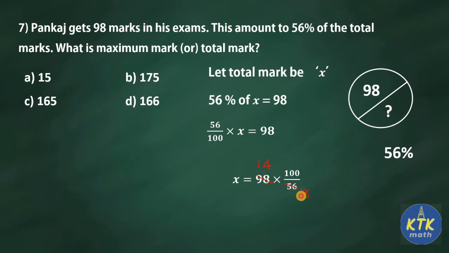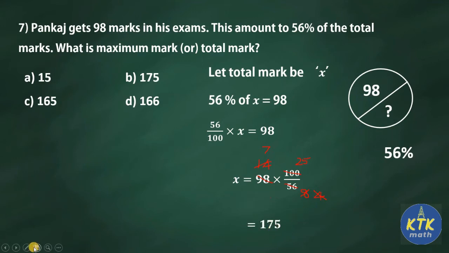I can cancel, you will get a 4 here and 7 here. Now I can cancel again this 4 with 100, which is 25 times. Now multiply the remaining 7 into 25. What is your answer? 7 into 25 is 175. Therefore the total mark is 175.